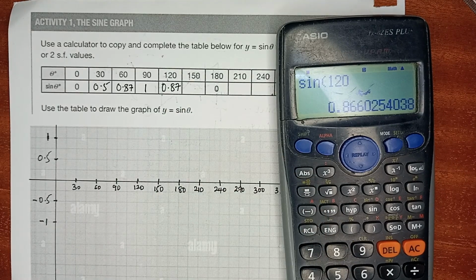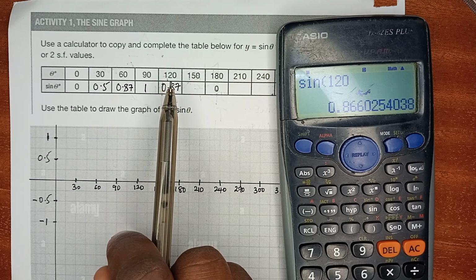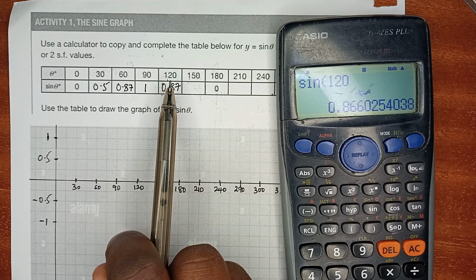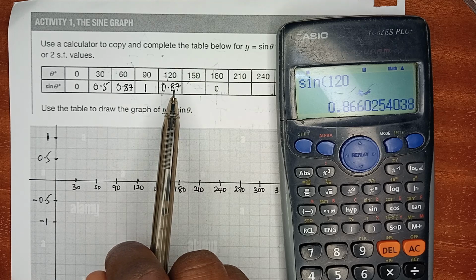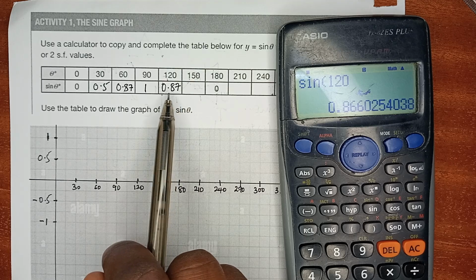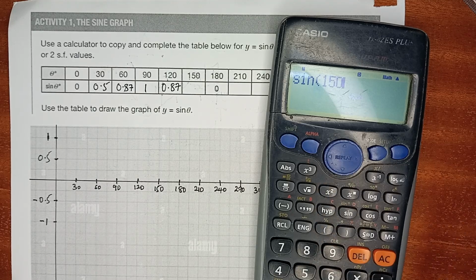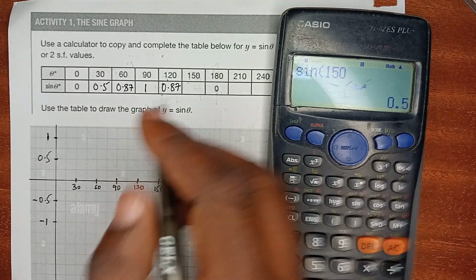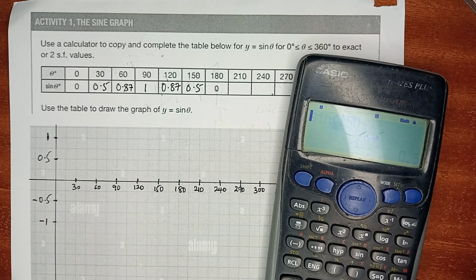Now 120 degrees, from the previous video, happens to be in the second quadrant because the first quadrant is from 0 to 90. The second quadrant is from 90 to 180. And as we said, in the second quadrant, the sine is positive, and you can see the sine is actually positive. What about the sine of 150 degrees, which is 0.5, 180 is 0, it's done.